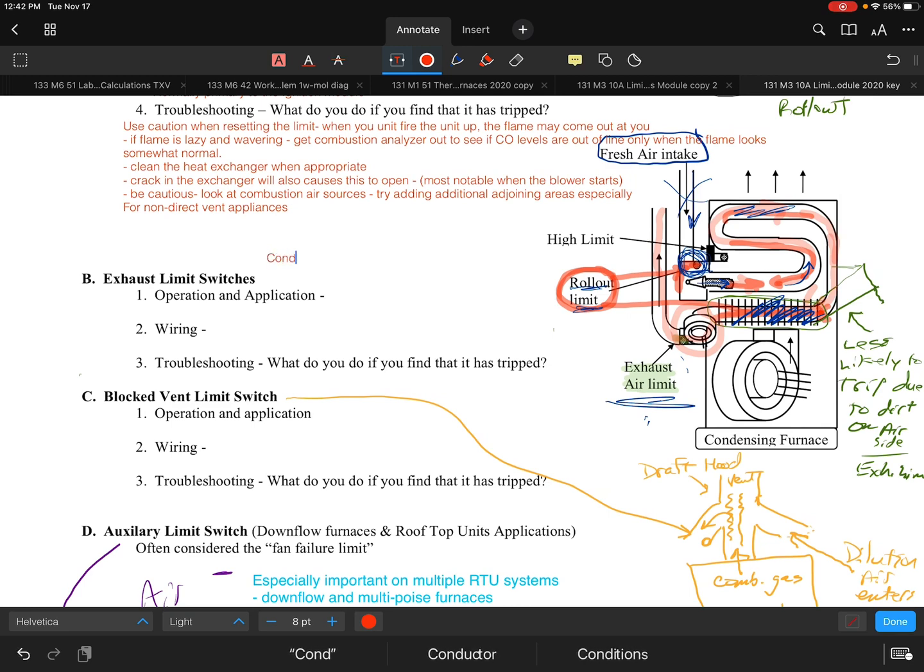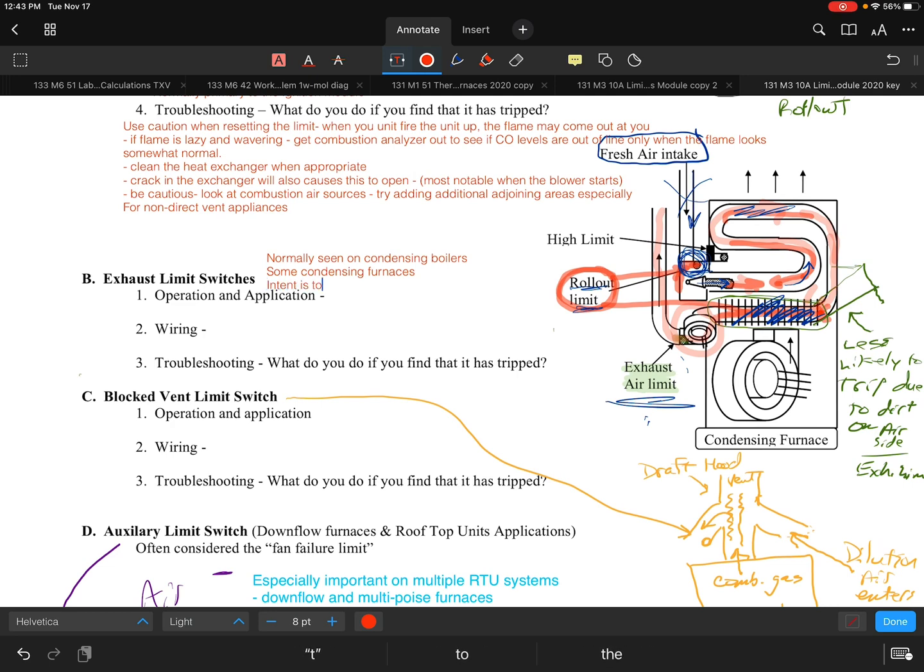A lot of boiler manufacturers also put an exhaust limit in there. That's typical. Now, let's take a look at what it is. So a couple of notes that I'm going to make. Exhaust limits: normally seen on condensing boilers. Some condensing furnaces, you'll see some of them used.